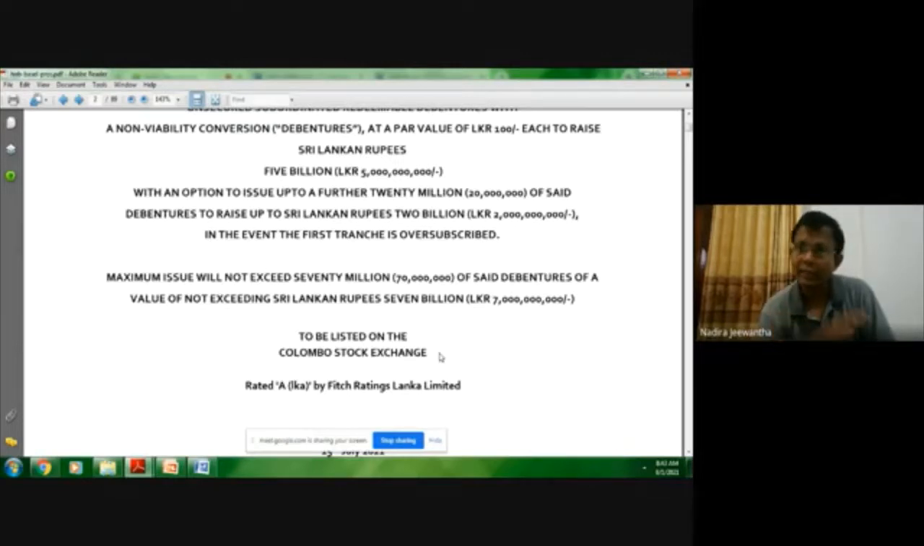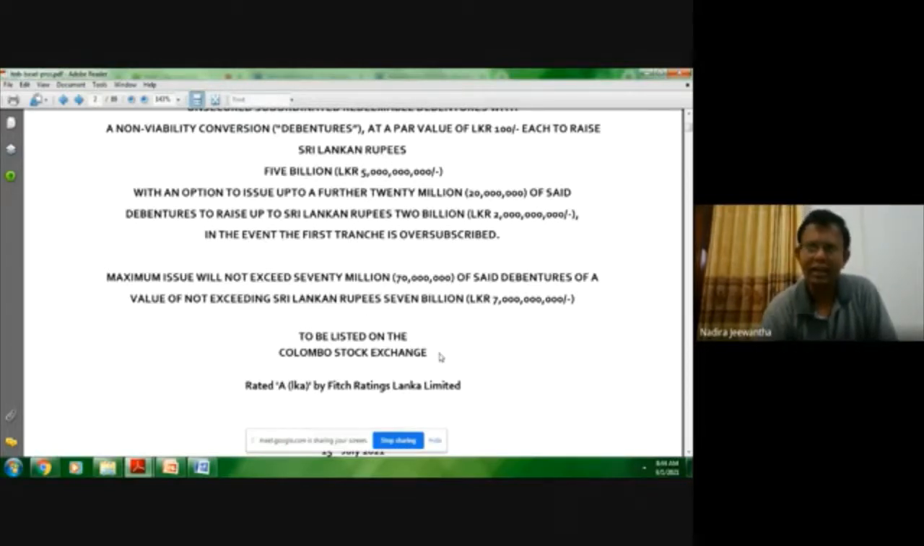Now that is shares. This is debenture. So are debentures listed on the same main board or the same D07 board? No. Debentures are not listed on the main board or D07 board or the MC board. They have a separate board. We call it DEX.